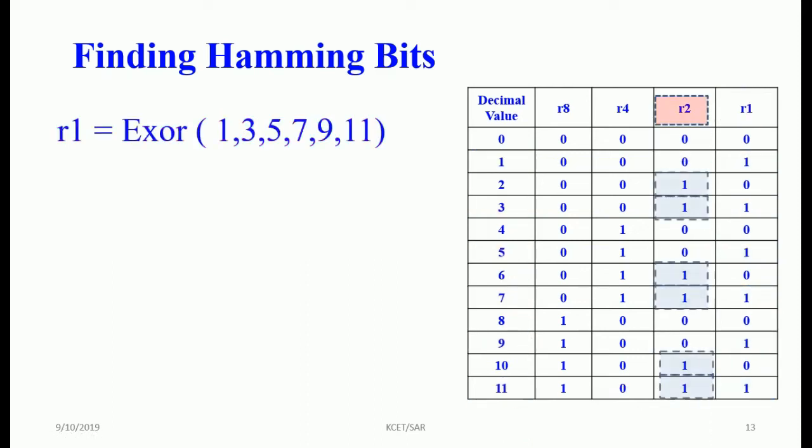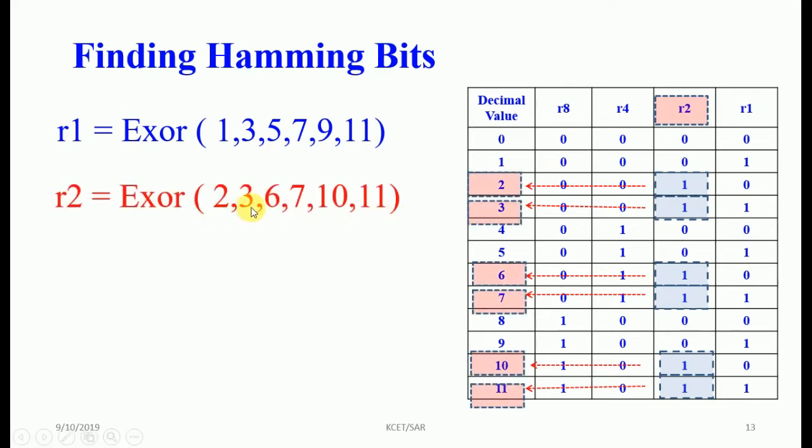As like that, we are going to find the R2 value. In R2, these are the positions where the bit is 1. The corresponding decimal values are 2, 3, 6, 7, 10, 11. That's why R2 is equal to XOR of 2, 3, 6, 7, 10, 11.